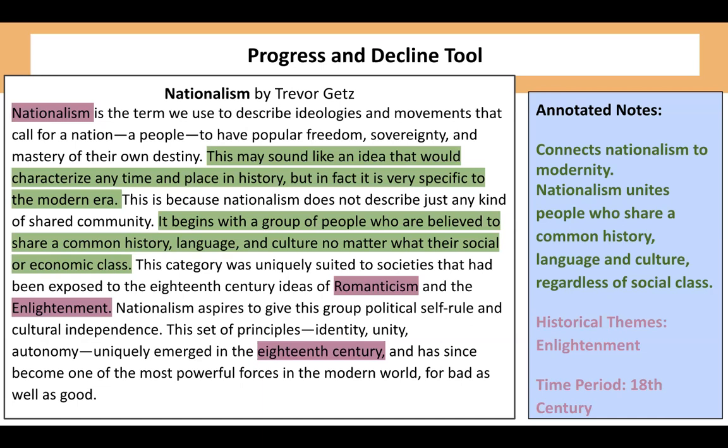I think it's very good to always have a really good understanding of what's on the screen here. So it's good to know the definition of the idea. It's good to be able to connect it to another historical concept, but then also it's good for us to see other themes and then know our time period as well.